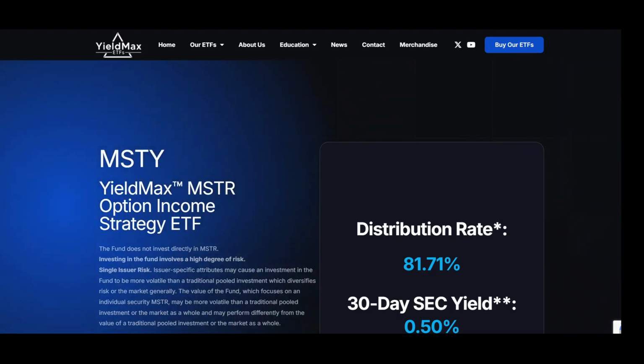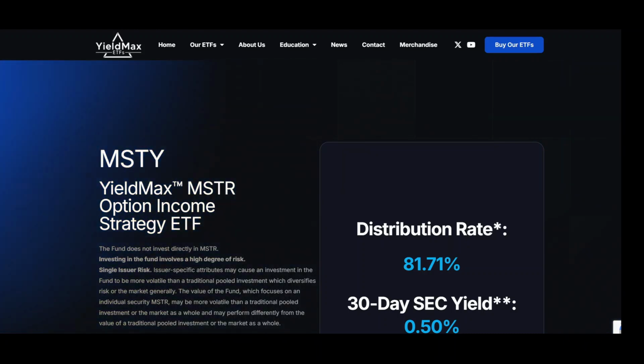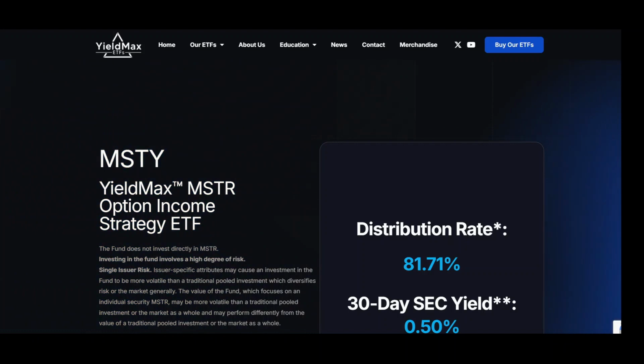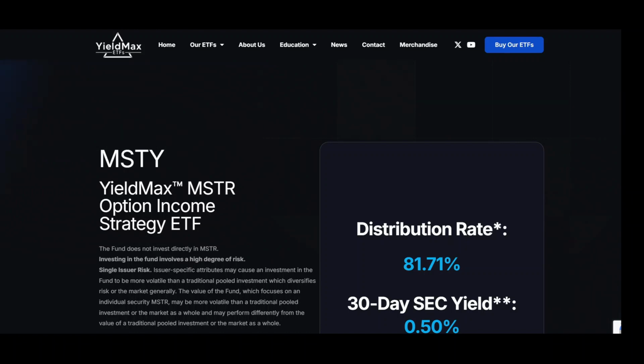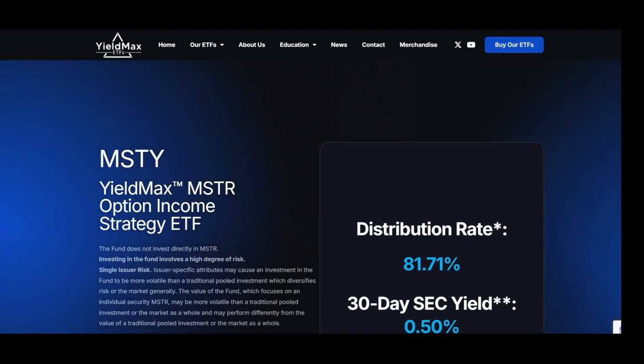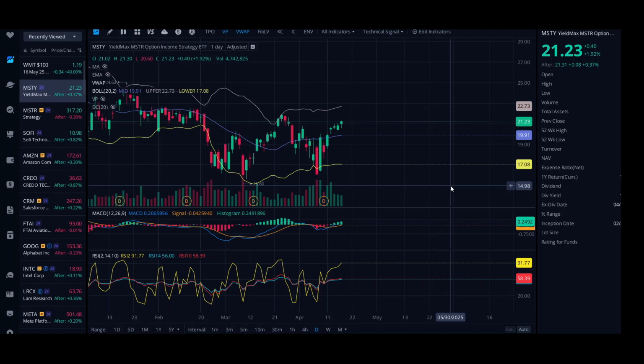But I'm just going to quickly go through what I do and how I look to sell puts on MSTY, the strikes that I'm looking for, and when I'm looking to sell a put on MSTY. So let's just slide right over to the Webull chart and get started. So here we are on the Webull chart, and we're looking at MSTY right now.